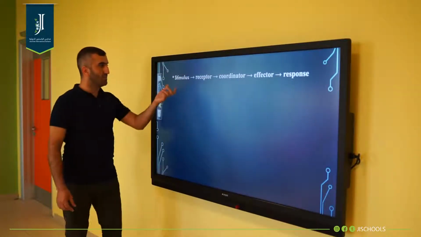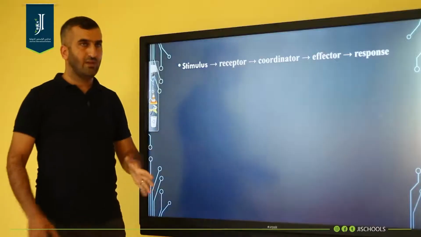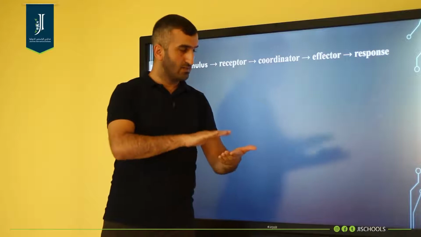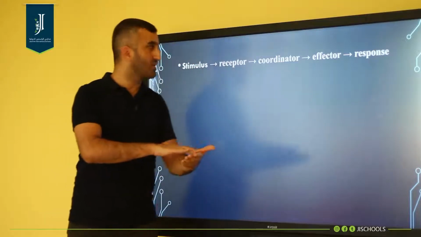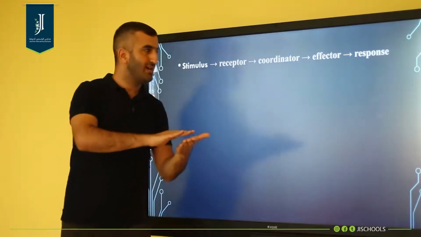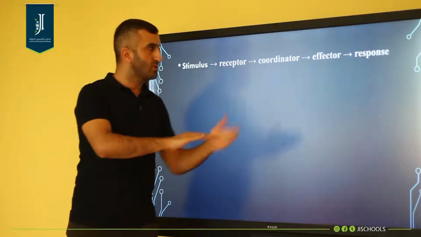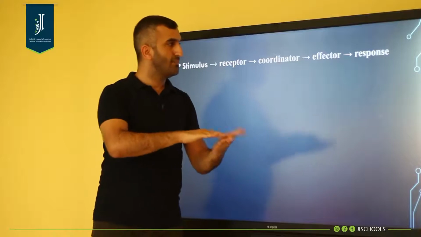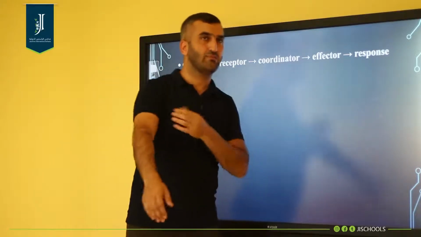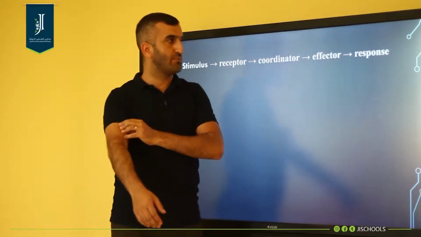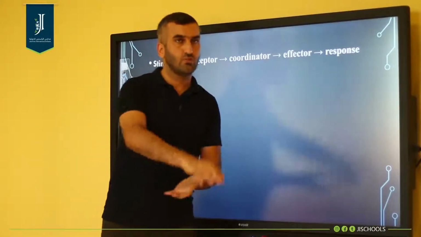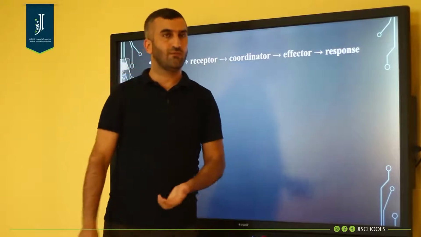Let's take an example. The stimulus: we have a hot object. We touched a hot object with our hands. What happened is that it's very hot, so the receptors in the hand felt that it's very hot. So they send signals to the coordinator. Now what will happen in the coordinator? It will send signals back to the muscles, for example, so that the muscle will be informed to give a response, which is moving the hand away from the hot object.